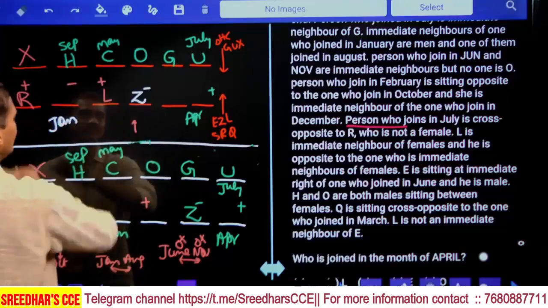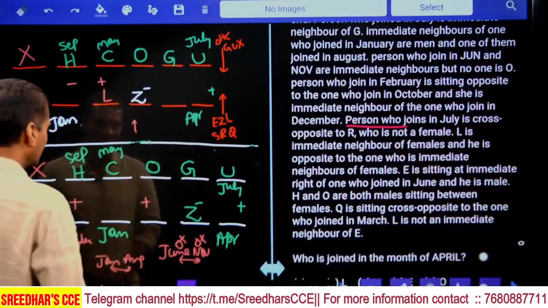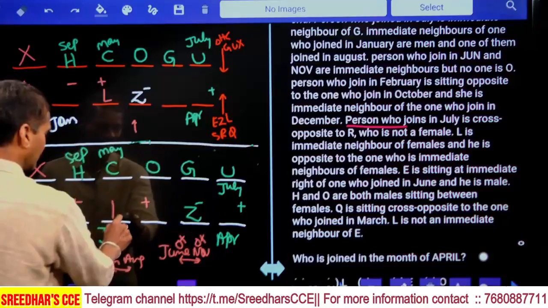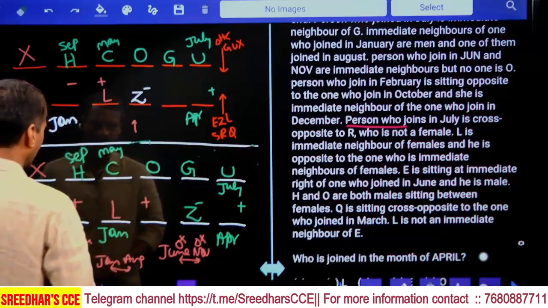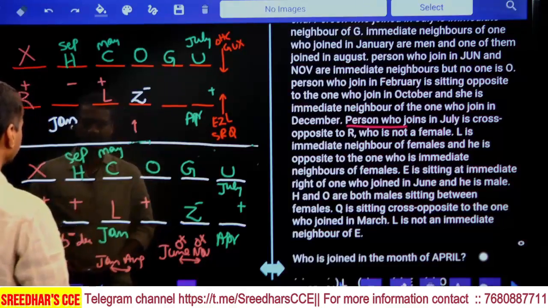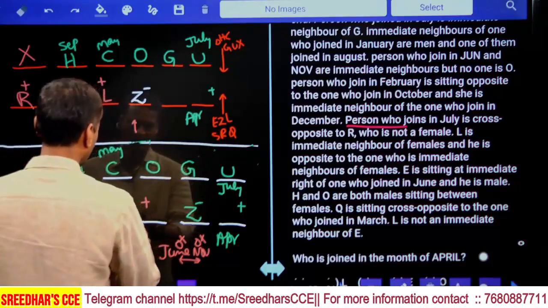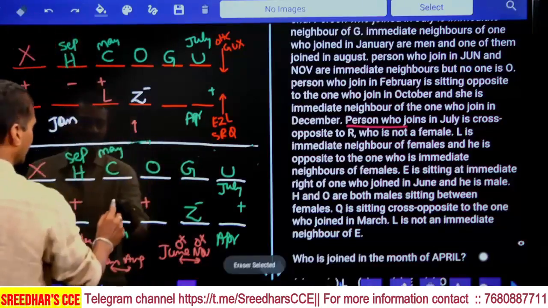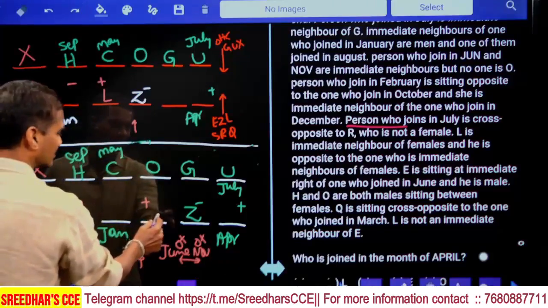L is in between females. L cannot be here because one of the adjacent persons is a male. L is an immediate neighbor of females, so there is no chance of L being here. Hence L must be in the month of Jan, isn't it? Now L is in between females, so there is no chance of L being here, because two males would come together. Hence L must be at this place.